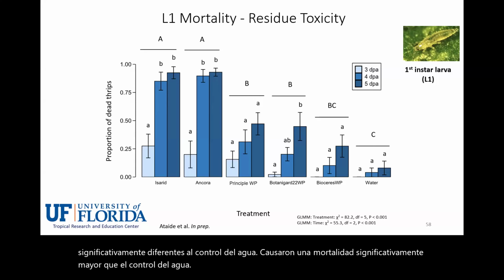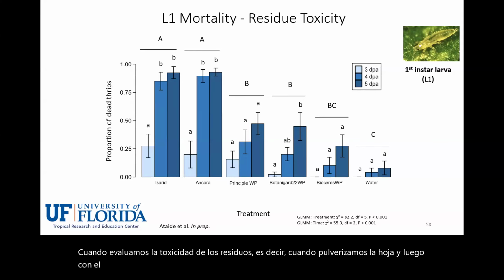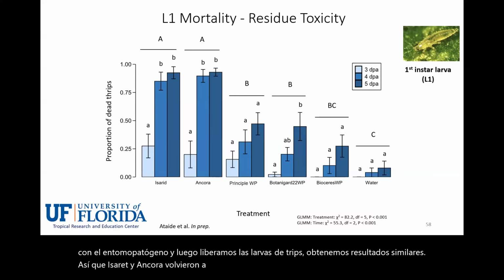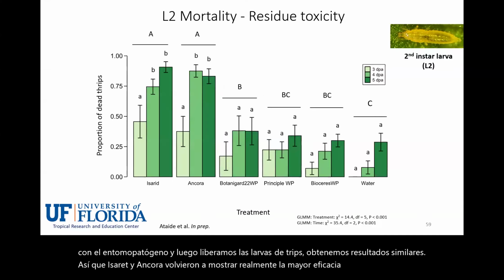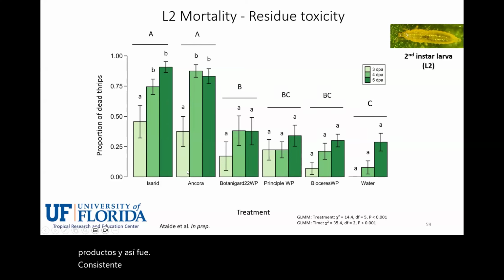When we assessed the residual toxicity, so when we spray the leaf with the entomopathogen and then release the thrips larvae, we obtain similar results. Isarid and Ancora, again, showed the highest efficacy of all the products. And this was consistent also when we assessed the mortality in the second instar larvae.